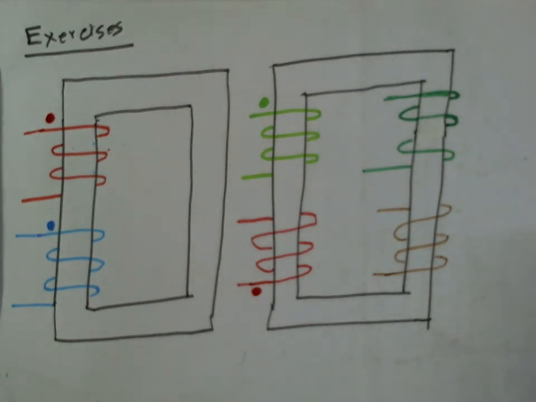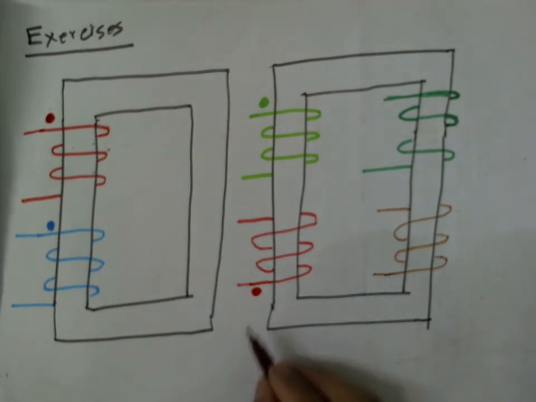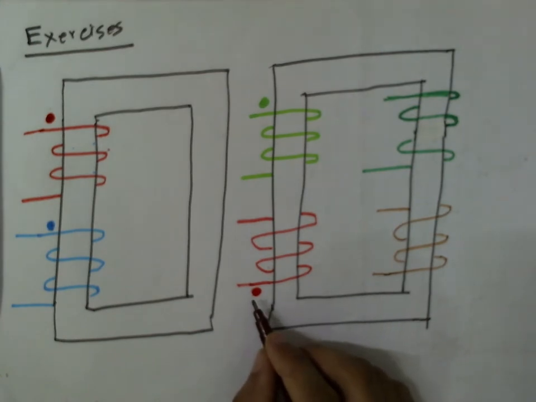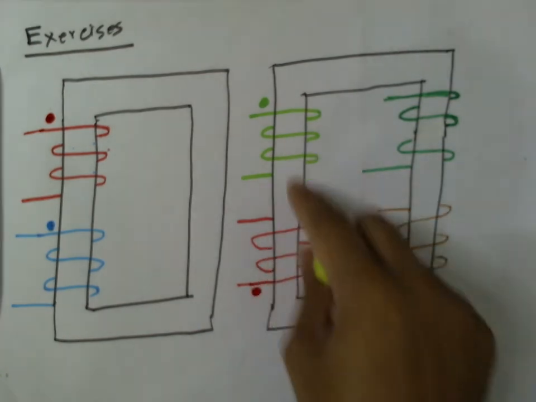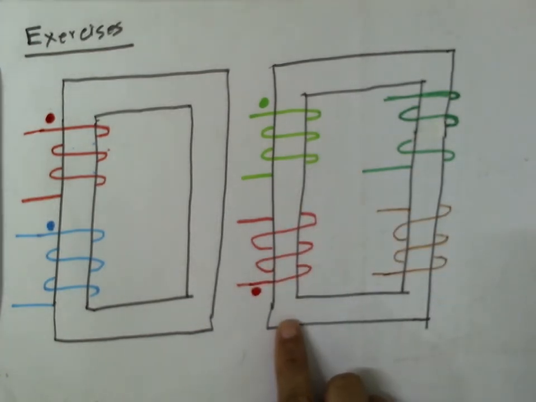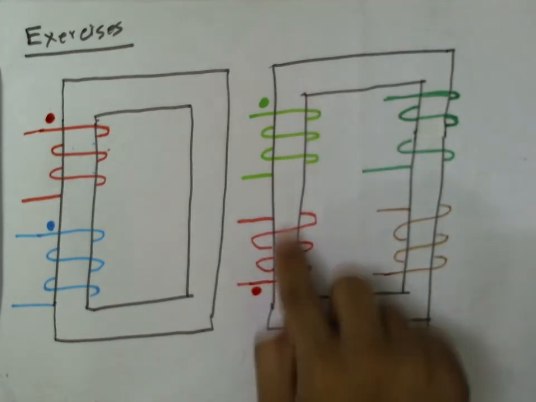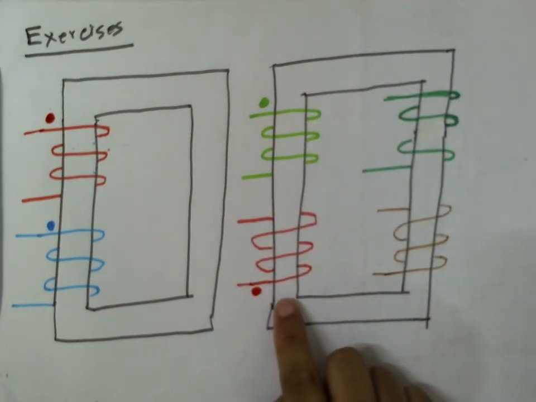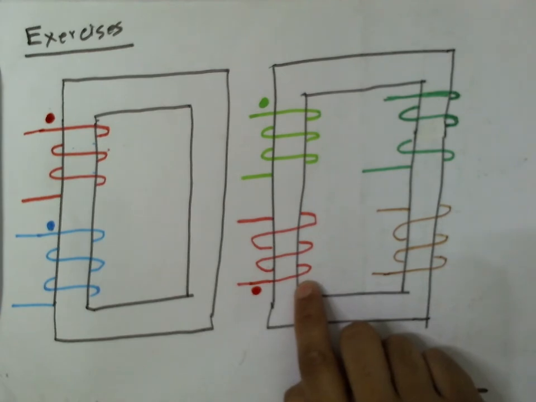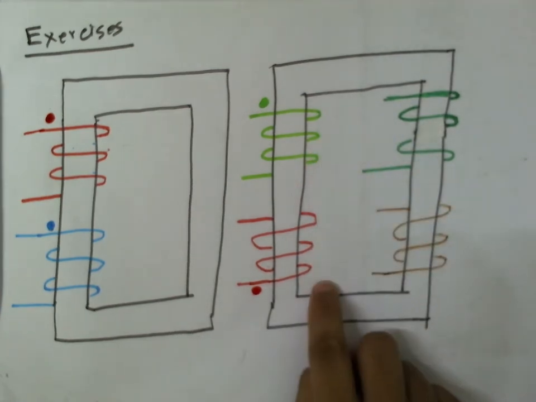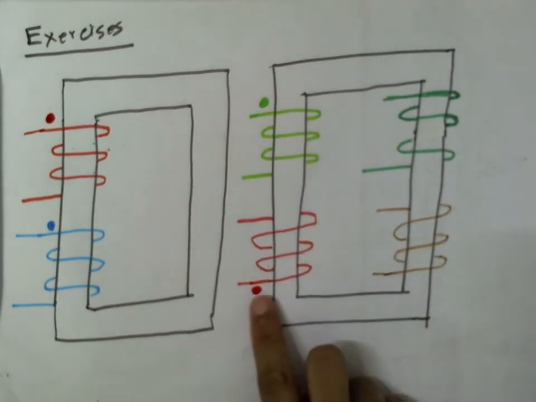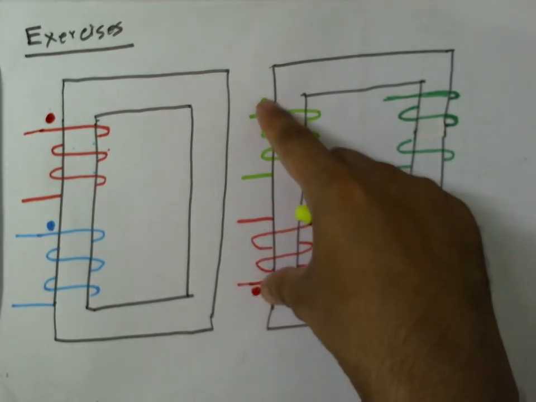Okay, so hope you have solved the problem. Now let me just give you the answer. So here the dot is on this side because these two coils are of course on the same limb, so the flux direction is always same through them. However, the sense of winding is opposite for these two coils, so when this becomes plus, the dissimilar terminal should be plus, so we put two dots here.